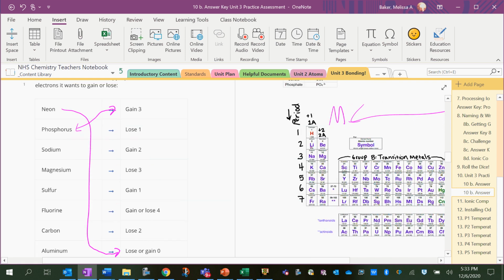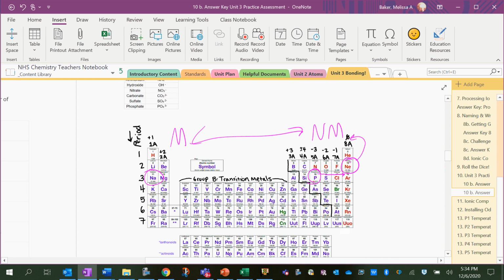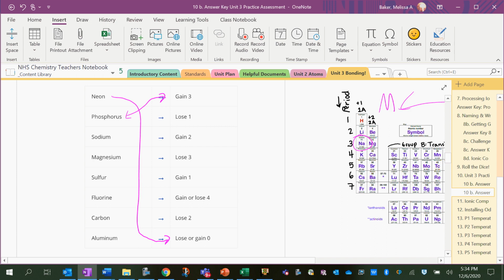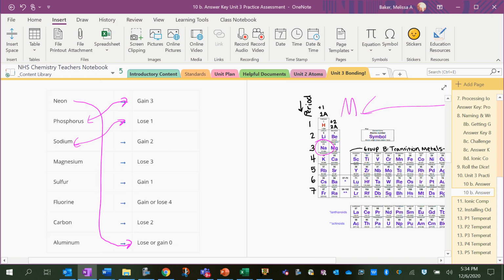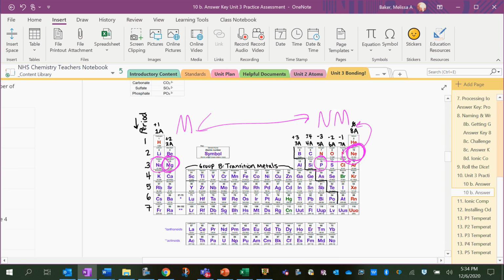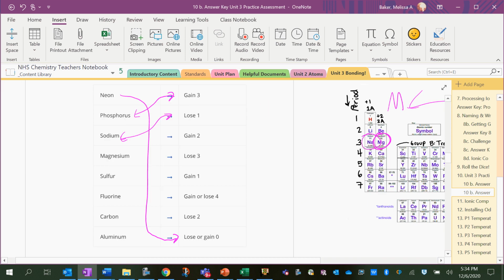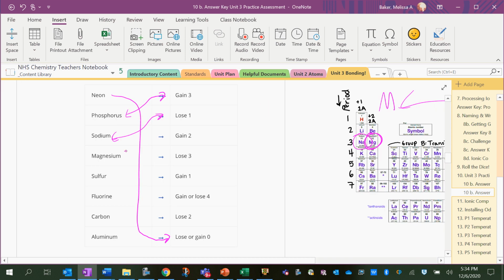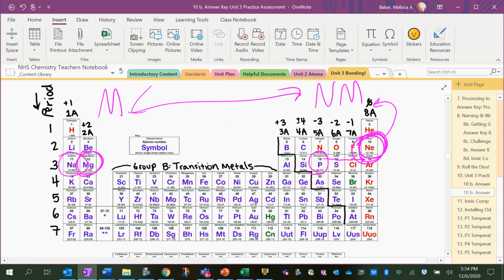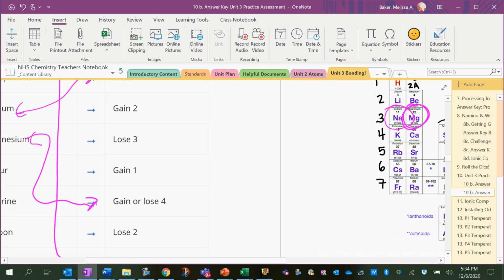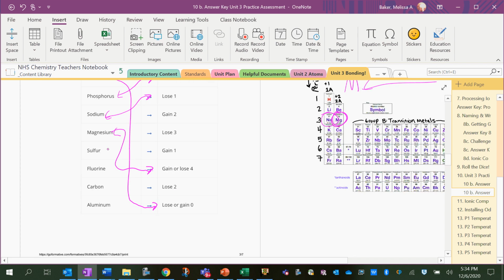Sodium is right here, number 11. It's very close to neon, number 10. So it would like to lose 1 to be like neon. Magnesium, number 12. It's only 2 away from neon, so it would like to lose 2 to be like neon. Sulfur, number 16, is 2 away from argon, so it would like to gain 2 to be like argon.